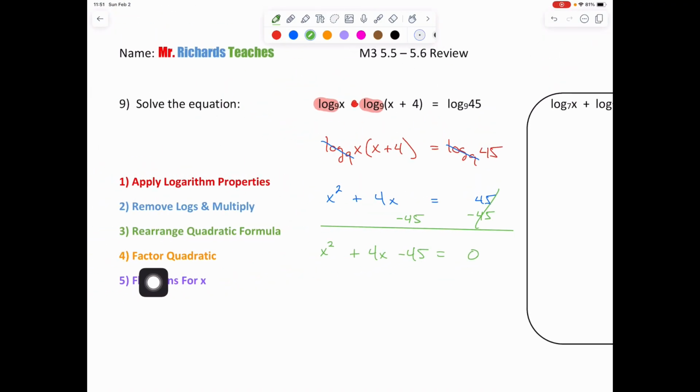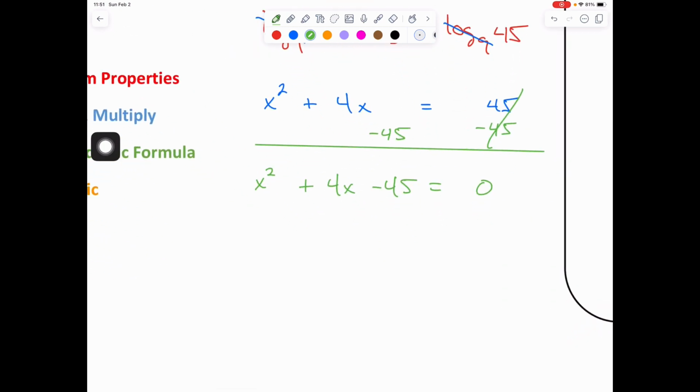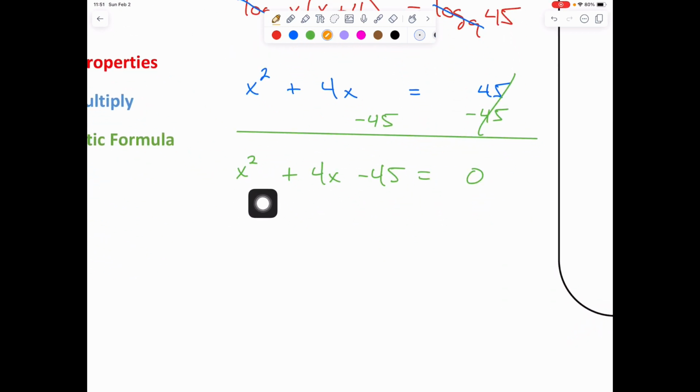Step 4 in orange. Factor quadratic. All right, so when looking at this quadratic, if anyone remembers from Math 2, former past videos, we need two numbers that when multiplied get us to negative 45, and when combined get us to a positive 4. If not, we have to use the quadratic formula. Good for us, we don't have to, we can factor. So we will go with x plus 9 and x minus 5, because we know 9 times negative 5 gives us negative 45, and 9 minus 5 gives us 4.